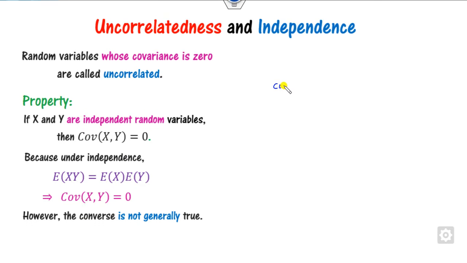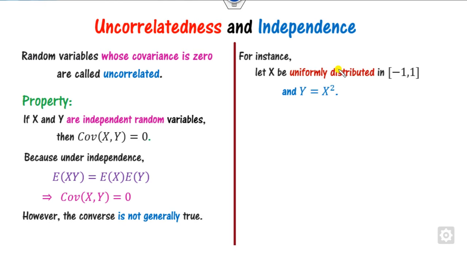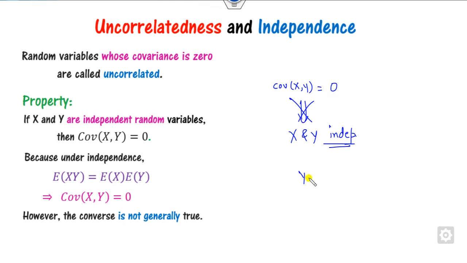It means when you say the covariance is 0, it doesn't mean that they are independent. So again we provide an example. You can consider the same example we used before, where y is equal to x squared. Again we can see the covariance is 0, but they are not independent. They are dependent on each other.